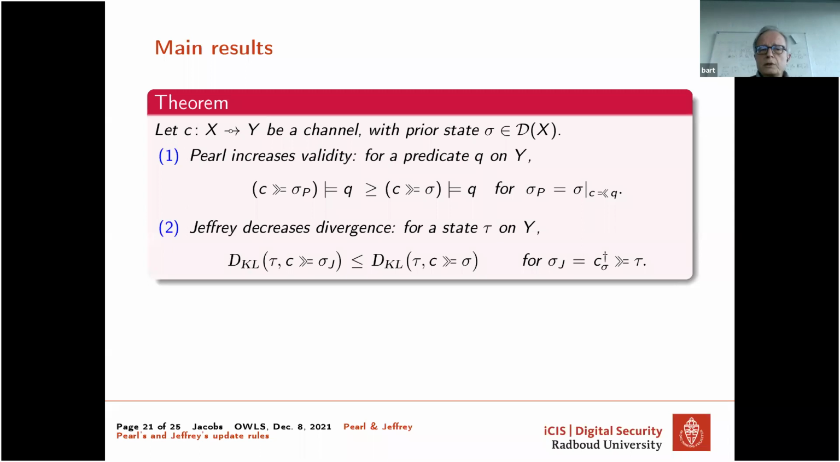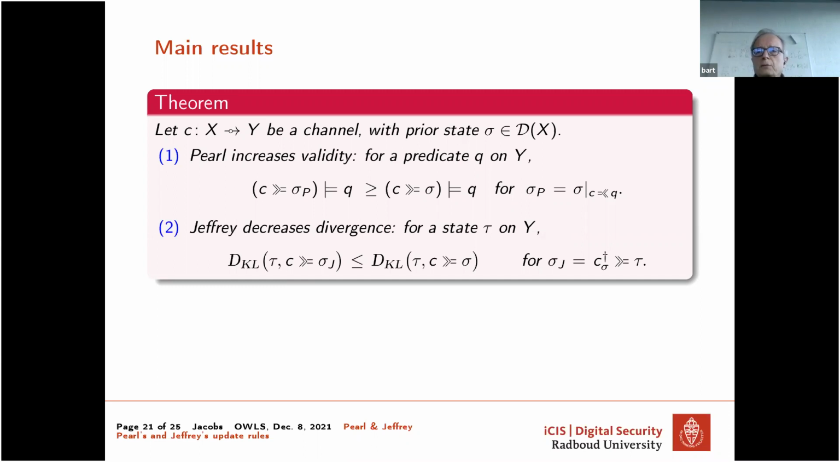What does Jeffrey do? It decreases divergence. Again, how to read this? Remember, this is my prediction. Sigma is in my mind. I predict with the channel, and tau is the evidence, and I look at how big the divergence is between the evidence tau and what I predict. Well, I can update my mind sigma with Jeffrey's rule, predict again, and then look at the divergence between the evidence and my newly predicted state. And now this divergence is less. So the way to read this is, if I update with Jeffrey's rule, the error decreases. The error in the sense of divergence from the evidence decreases.